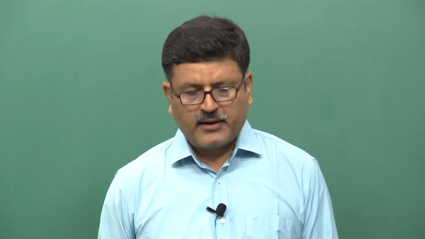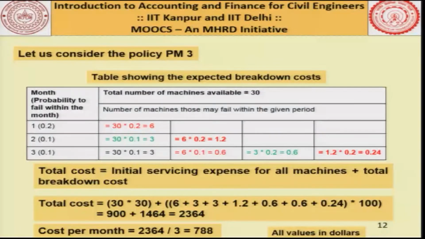Now, in the same manner, you can do it by assuming that you are going to maintain your equipment every 3 months. We are calling this as PM3 policy. So, here also as before, this is 30 into 0.2, because whatever equipment you maintained, there is a 20% chance of failure. In second month, 10% chance of failure. In third month, 10% chance of failure. So, 6 plus 3 plus 3 is here.